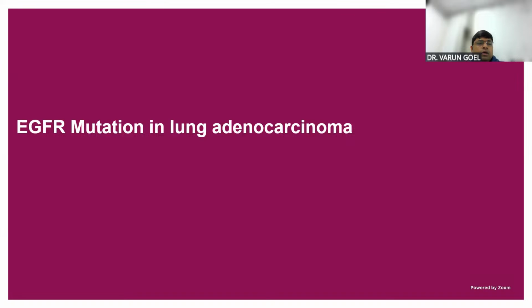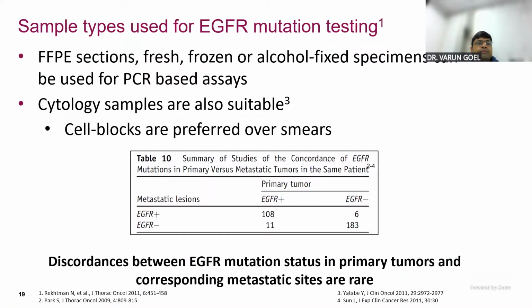Now, if we mainly focus on the EGFR mutation, because this is the most common mutation which at present we can target. For EGFR mutation testing, the sample type should be either FFPE section, fresh frozen, or alcoholic specimen. It can be used for PCR based assay. In cytology samples also, in cell blocks, we can prefer this test over smears, but there may be some discordance between EGFR mutation status in the primary tumor and the corresponding metastatic site. Although it is very rare, it may happen.